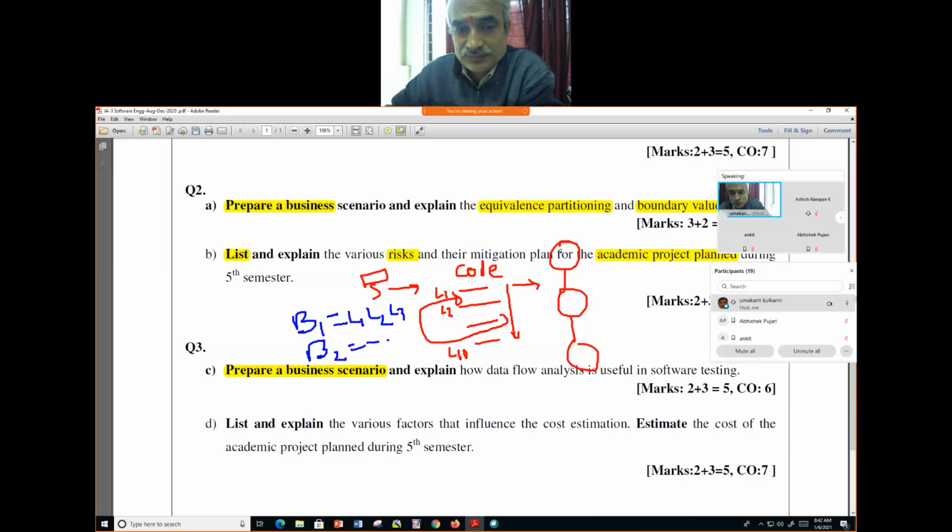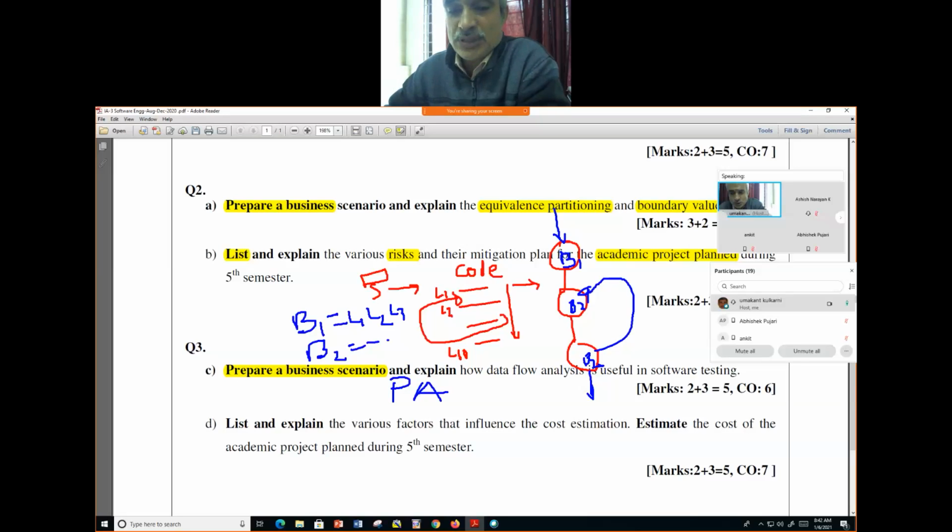Then you'll write the flow graph. Say this is B1, this is B2, assume that this is B3, something like this. Some flow graph will be there. Now for this, you will pick one technique, say for example, path testing. What do you do in path testing? You find the cyclomatic complexity number, which is equal to the number of decisions plus 1. So using this you will compute and do it.